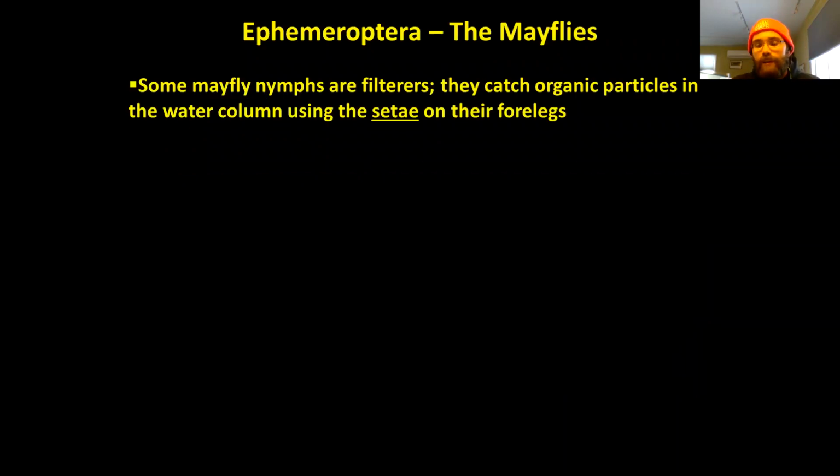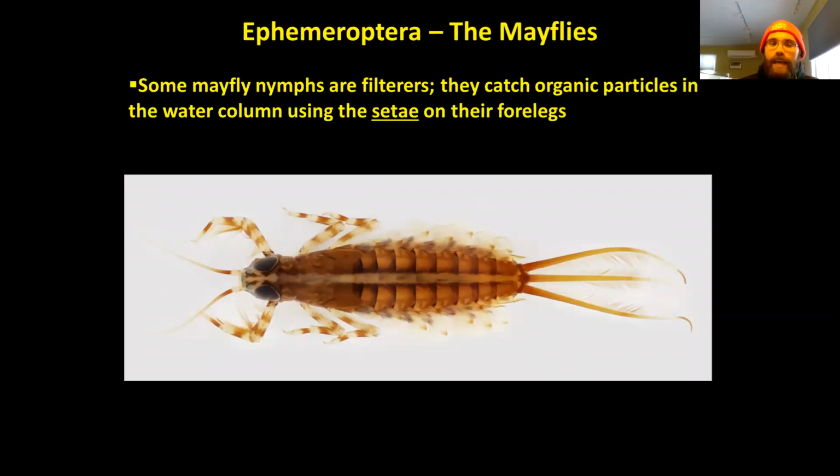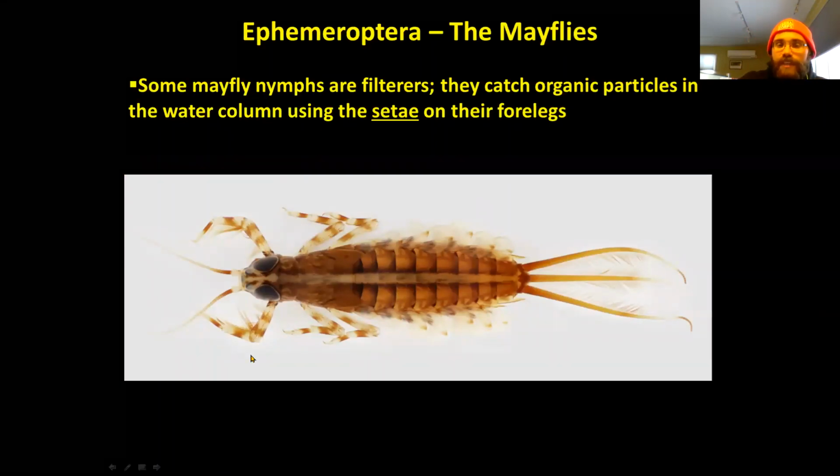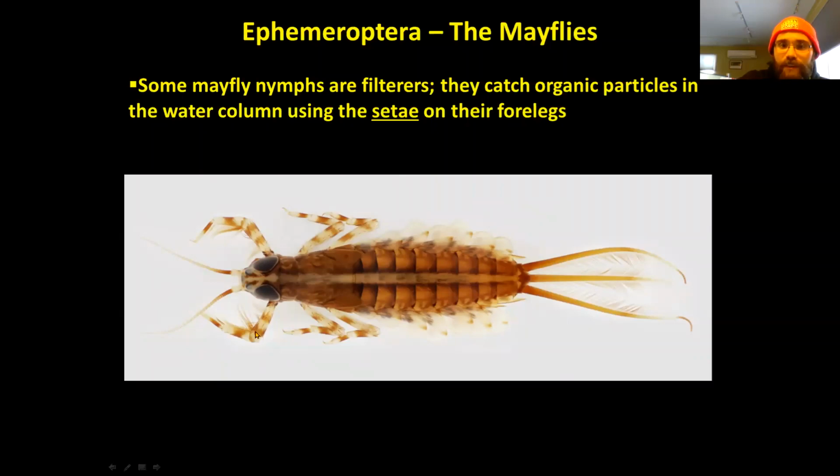Some mayfly nymphs are filterers. They catch organic particles in the water column using the setae on their forelegs. So setae are going to be these hair-like bristles that you can see on the forelegs of this mayfly. And they're going to be holding their arms out into the water. And as algae and other little bacteria and things are floating through, they'll get caught on those hairs, and they'll bring them in, and they'll basically eat that food that they catch that way.